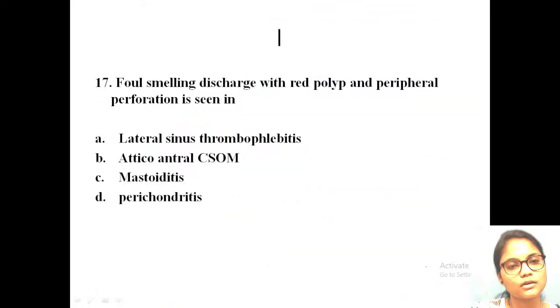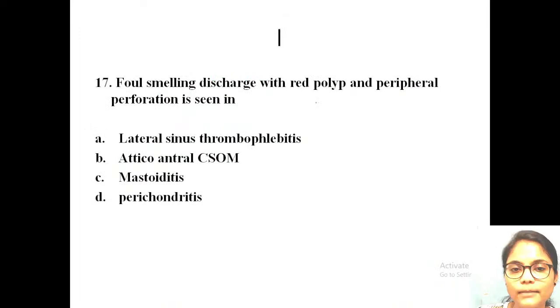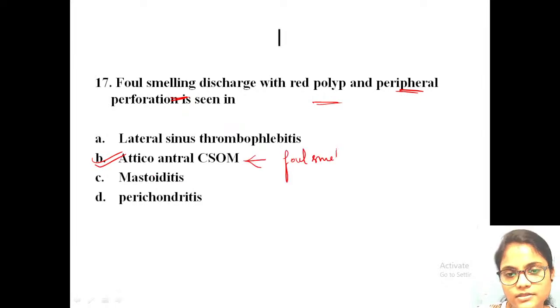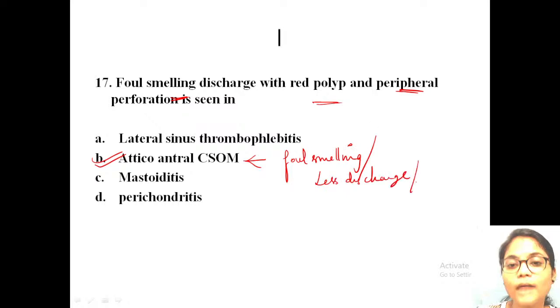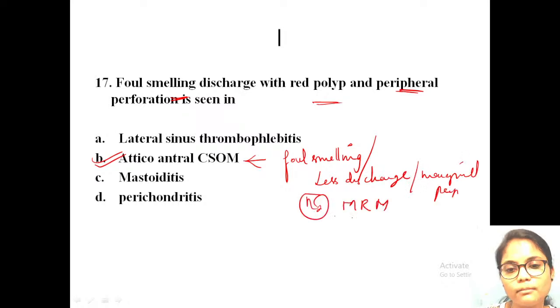The next question, which we have also discussed already, is foul smelling discharge with a red polyp along with a peripheral perforation. The options are lateral sinus thrombophlebitis, attico-antral CSOM, mastoiditis and perichondritis. The correct answer is attico-antral CSOM, because they will have foul smelling, scanty discharge, and marginal perforations. So what is the treatment over here? The treatment is modified radical mastoidectomy.